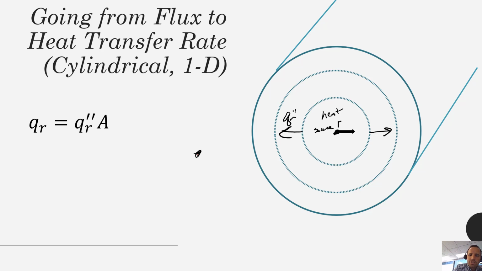However, as you can see, as expressed by these concentric circles, in terms of flux, that amount of heat is encountering a different cross-sectional area as it goes outward, or a different area normal to the flow of heat transfer.